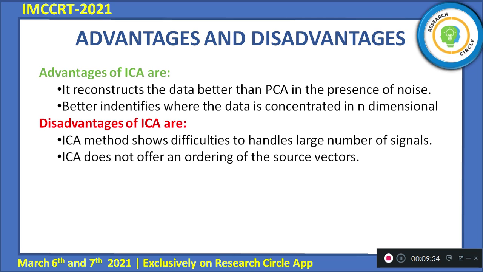Advantages of ICA: it reconstructs the data better than PCA in the presence of noise. Better identification where the data is concerned in a dimensional. The disadvantages of ICA are: the ICA method is difficult to handle a large number of signals. ICA does not offer an ordering of the source vectors.